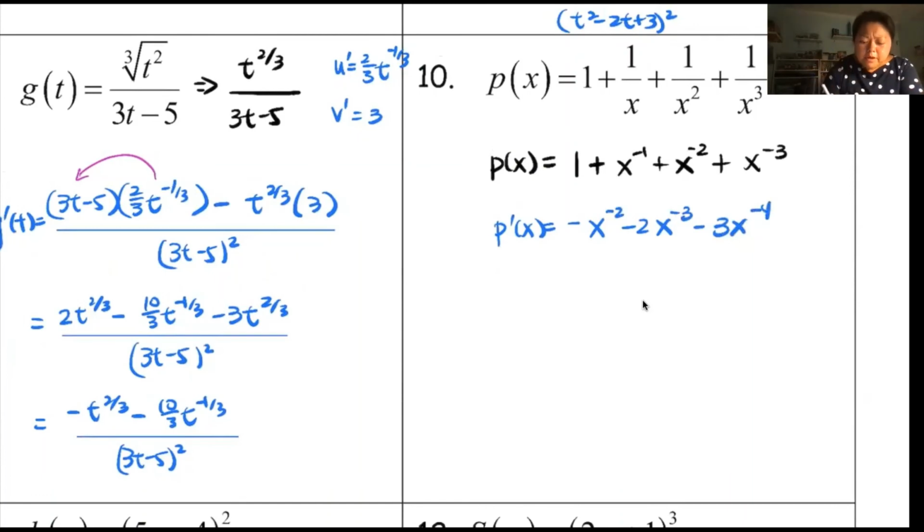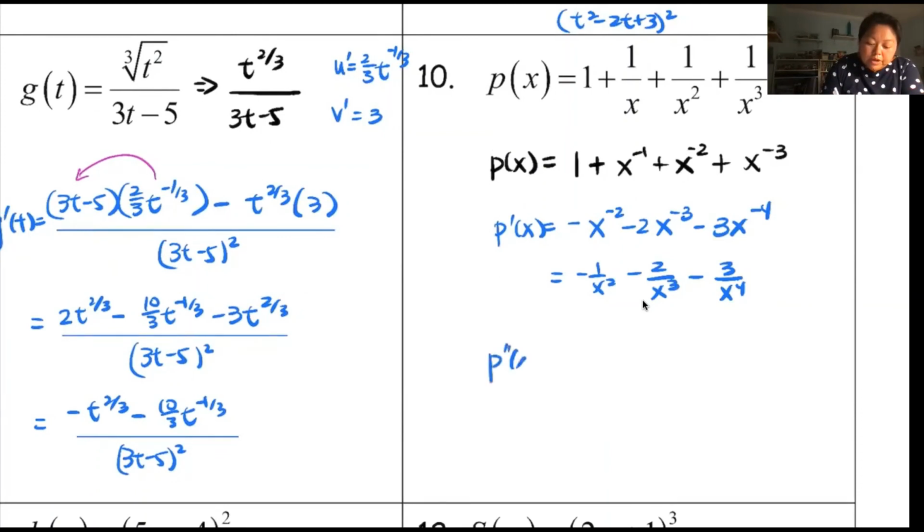Now, you've got to be comfortable enough to know that you can rewrite this, right? So negative x squared minus 2 over x cubed minus 3 over x to the 4th, right? Be comfortable enough to shift back and forth between writing as a negative exponent and then writing as a fraction.